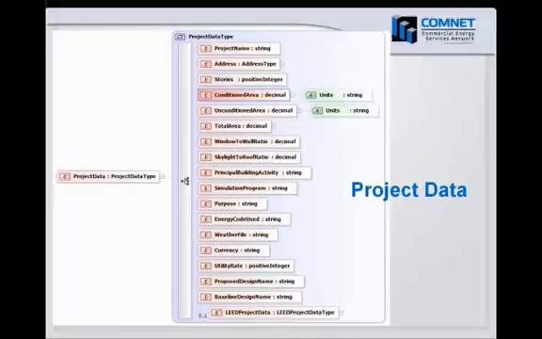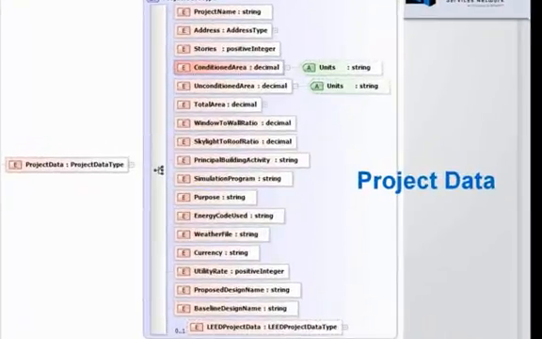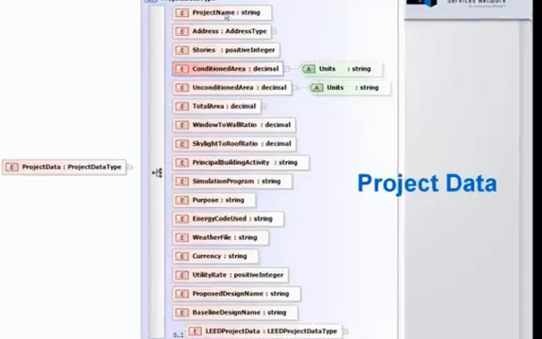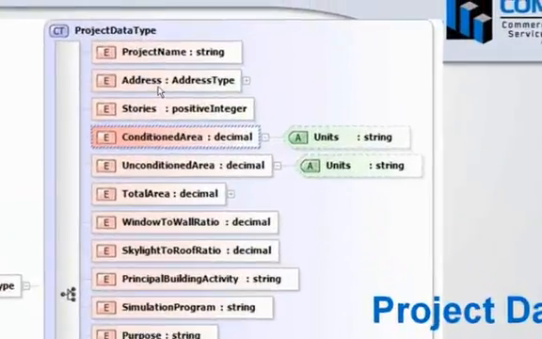So that was the print report, and now here's a graphical representation of how we've implemented this in the schema. We have a data type called project data type, and it encompasses each of those. For each of those pieces of information, there's a data element, such as the project name, the address, which is itself a structure, number of stories.